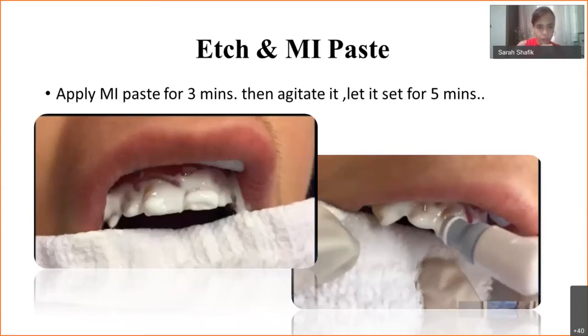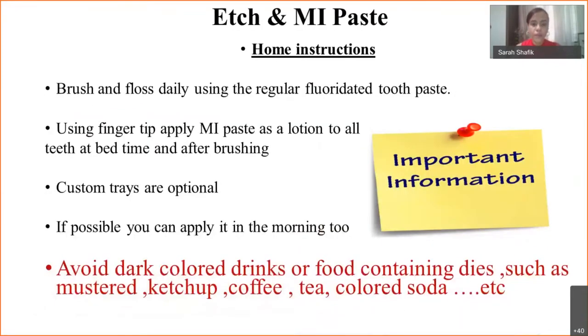This is also right. After the application of the MI paste in the clinic, I gave her some instructions like brushing and carbohydrate intake, and I gave her an MI paste to take home, to apply after brushing and before she goes to sleep, once per day. How many times do you have to do this for your patient? It's 4 to 6 times. An important thing is that the child should avoid dark colored drinks or food, like mustard, tea, coffee, chocolate, soda, and so on.